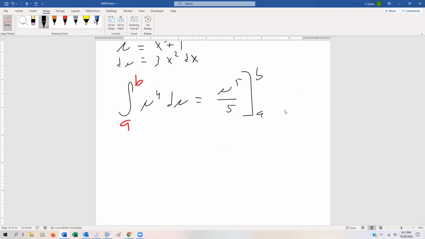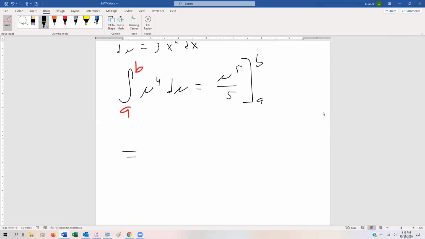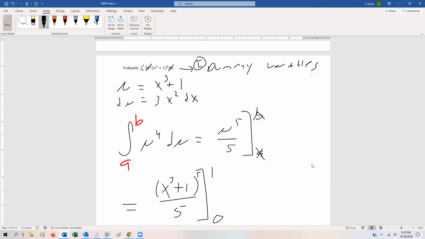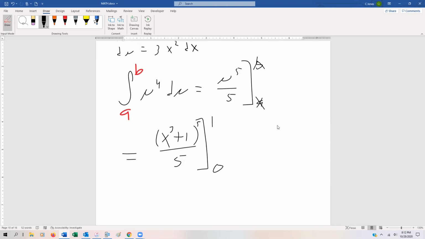Now, what we're going to do is back substitute. When we back substitute, remember we said that u was x cubed plus 1. So we're going to get x cubed plus 1 divided by 5. And now, instead of a and b, remember the original limits of integration were 0 and 1. And by the way, this is a fifth power in here. I just neglected to put it in there. So just be careful with that. Make sure that you write your dummy variables, and then from here, you can just integrate and then back substitute in terms of the original.